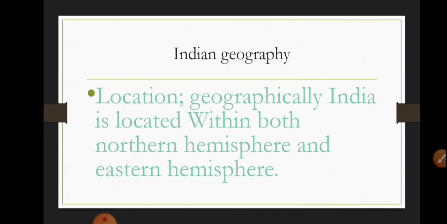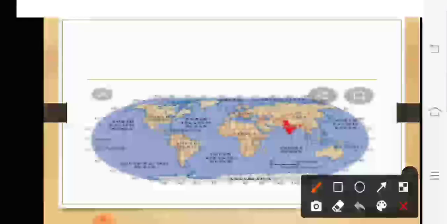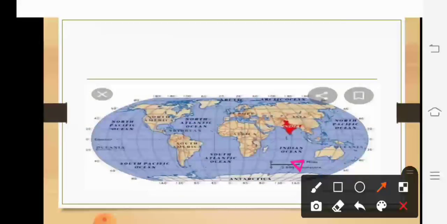Next, children, when we talk about the location of India, geographically India is located within both the northern hemisphere and the eastern hemisphere. You can clearly identify this in this picture. Here you can see India on the world map.